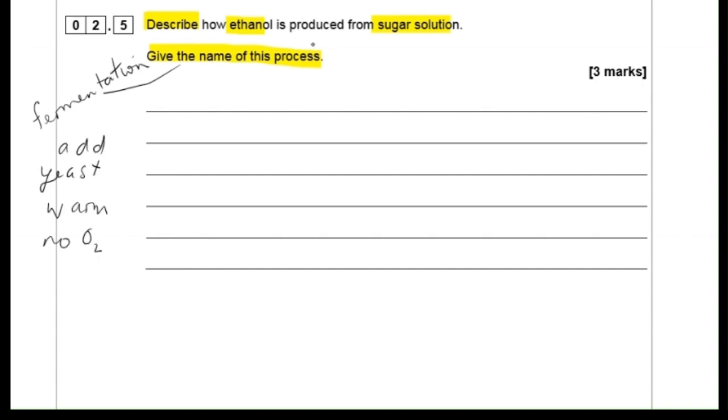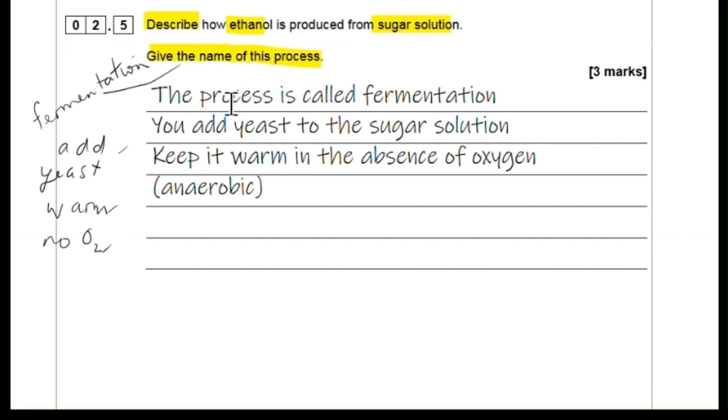Now, in fermentation, you add yeast and you keep the solution warm. You could also keep the solution in an absence of oxygen, which is what we call anaerobic conditions. But it's an either or, warm or anaerobic.